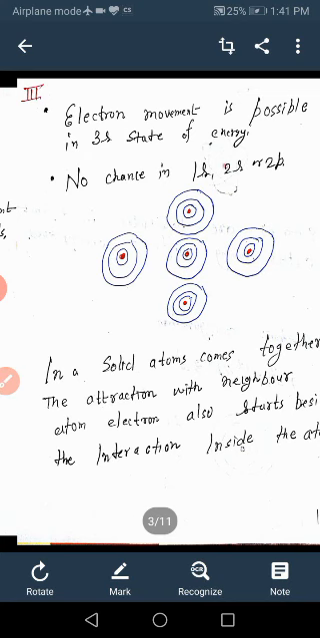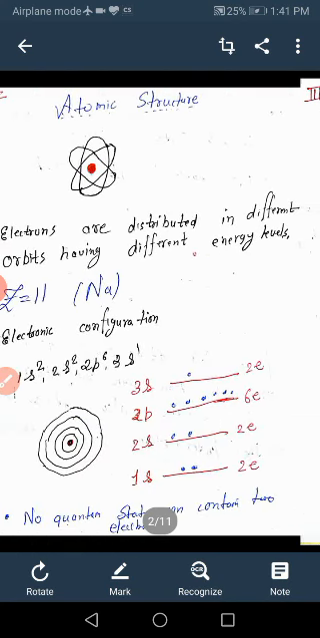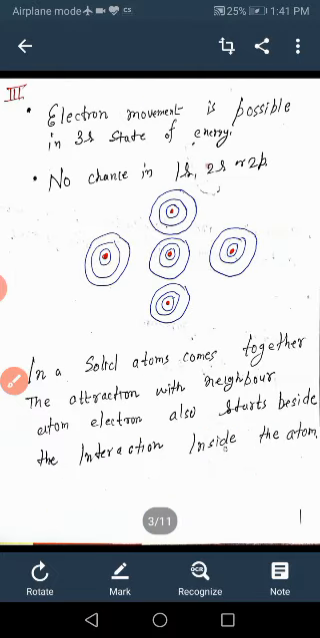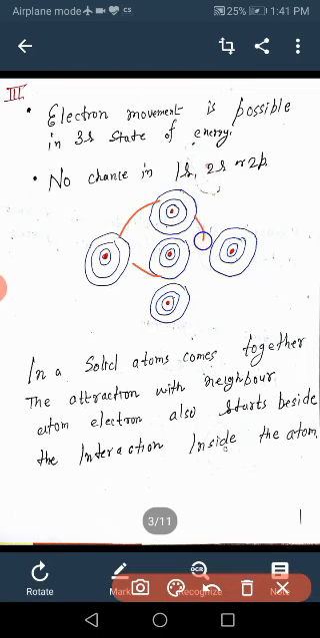And one more thing: this 3s state has one empty state, and that is also possible. An electron from some neighbor atom can jump here, stay here for a while, and then jump again. So this is also possible. The interaction of these 3s electrons, the electrons in the outermost orbital, is very likely to happen. Why? Because the attraction force is least. So this is how an electron hops.